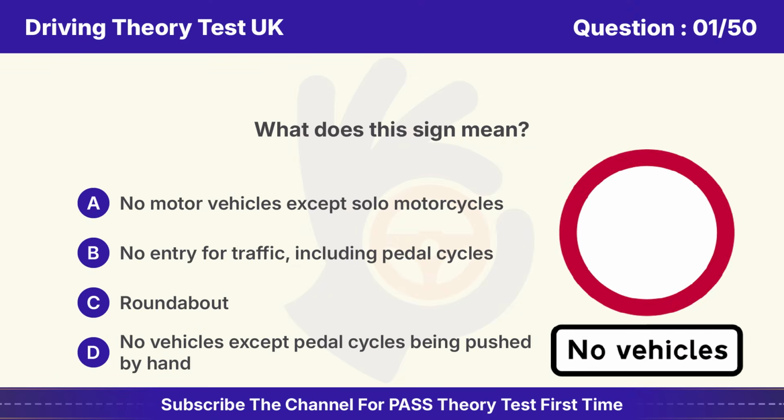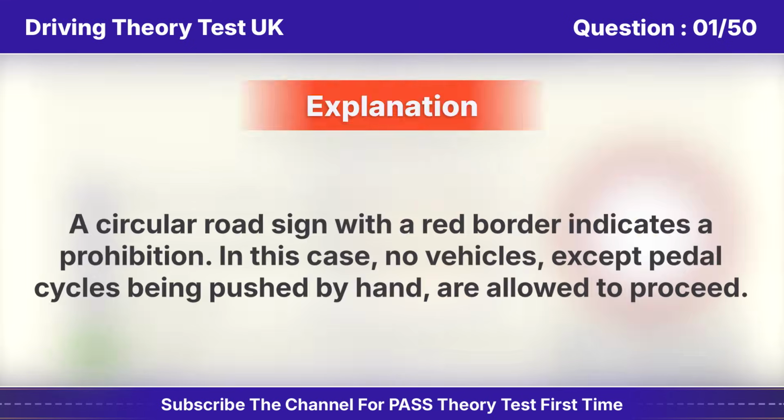Question 1. What does this sign mean? Answer is D. No vehicles except pedal cycles being pushed by hand. A circular road sign with a red border indicates a prohibition. In this case, no vehicles, except pedal cycles being pushed by hand, are allowed to proceed.